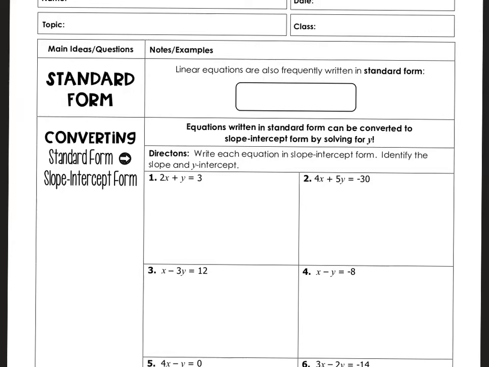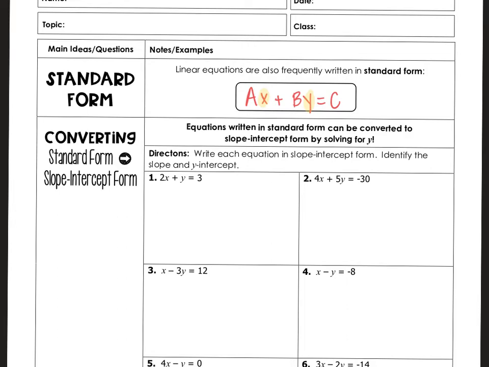Hi everybody, so today we are going to be talking about standard form. Standard form is another way that we can write a linear equation, and when something is written in standard form, it's written in this format: Ax plus By equals C. When we're writing these equations, we want to make sure that we have x and y on the same side of the equal sign.